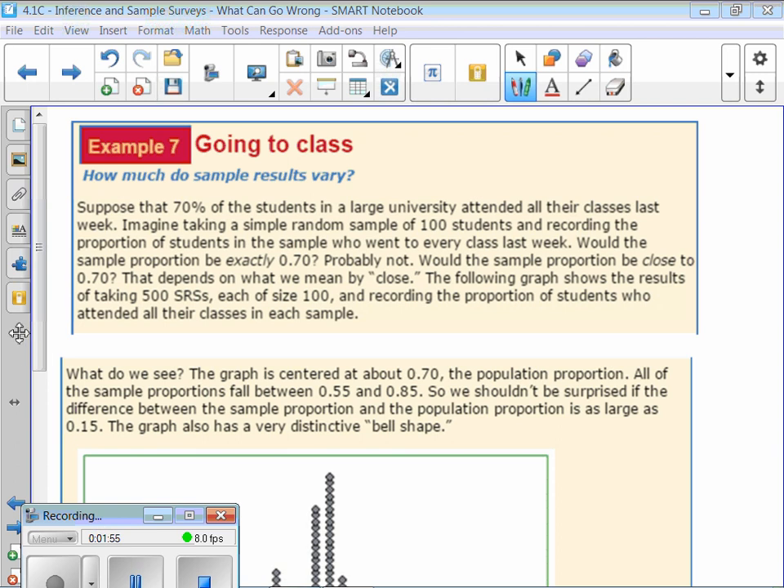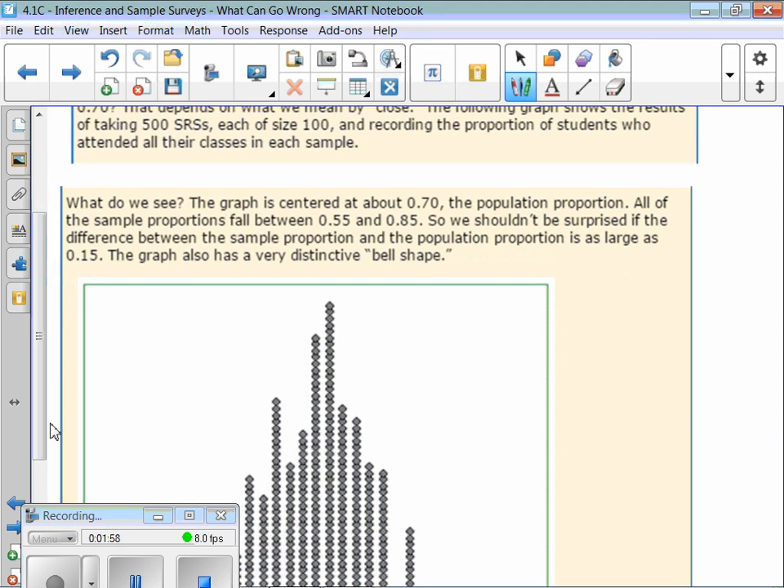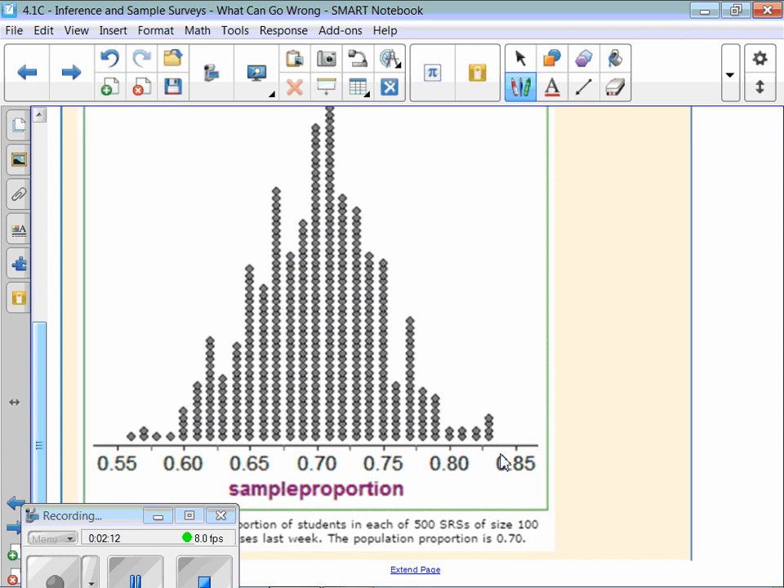And so the following graph shows the results of taking 500 simple random samples. So we did that sample of 100 people 500 times. And then we put a little dot for what proportion of those 100 people said they went to every class last week. All right? And so in the center is that true 70%. All right? And then some of our samples of 100 people only had like 56% that went to class, but some of our samples had all the way up to 83% or whatever that is, okay? So this is the true proportion, this 70%, but every tiny little sample of 100 people varies a little bit, right?